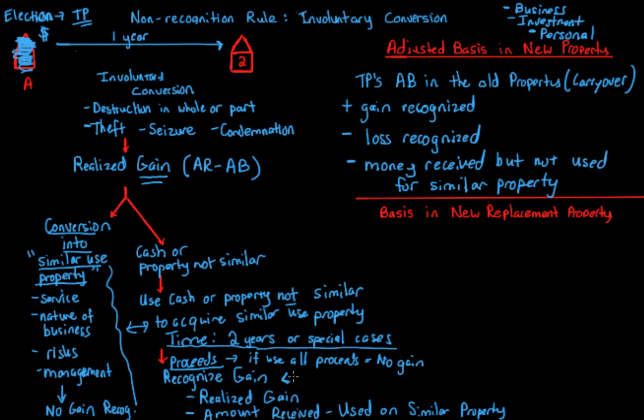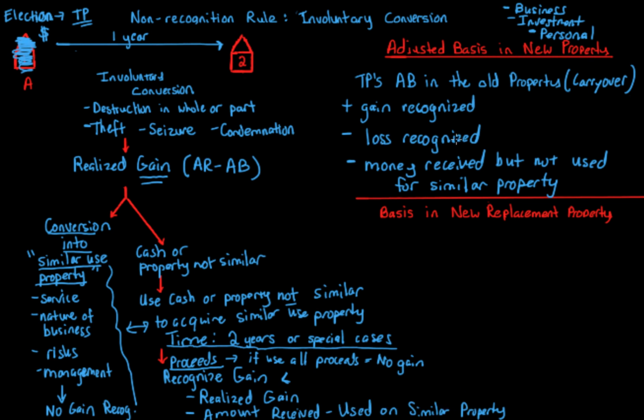we recognize the lesser of the realized gain, which is $100, or the amount received, which was $450, minus the amount used on similar property, which is $400. So $50,000 is recognized. When we apply our adjusted basis, we first carry over the basis of property number 1, A's old property. That's carryover basis. So that's $350,000 plus any gain recognized. So plus the $50,000 gain recognized. That came from the amount received minus the amount used on similar property.